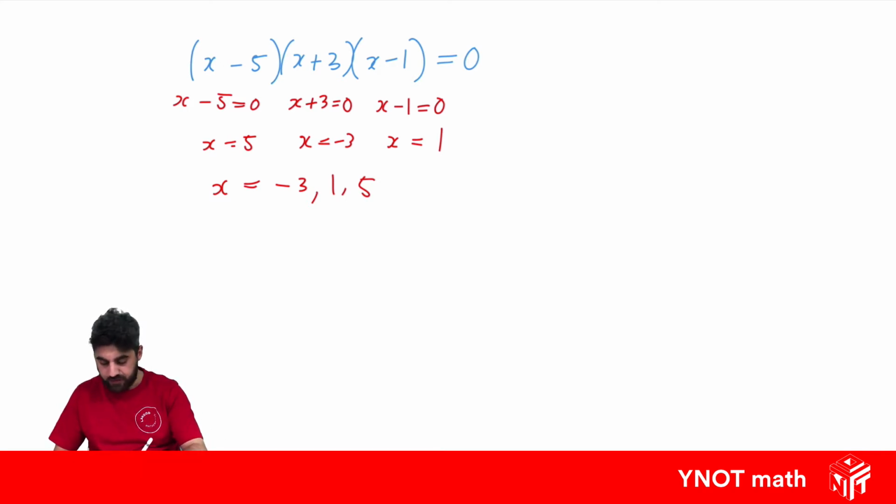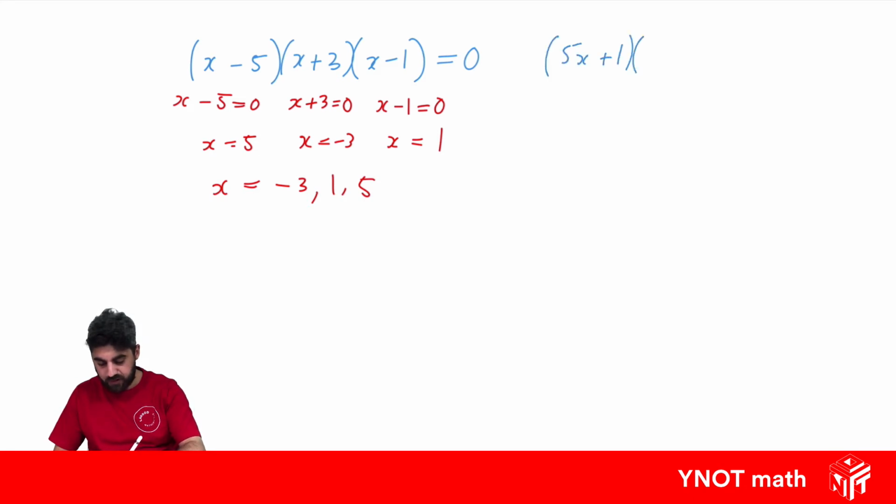When the coefficient of x is not 1, so in all these ones the coefficient of x was 1, so it was pretty simple. We could actually just grab all of these constant terms and change their signs. So plus 3 became minus 3, minus 1 became 1, and minus 5 became 5. But when the coefficient of x is not 1, we just have to be slightly more careful.